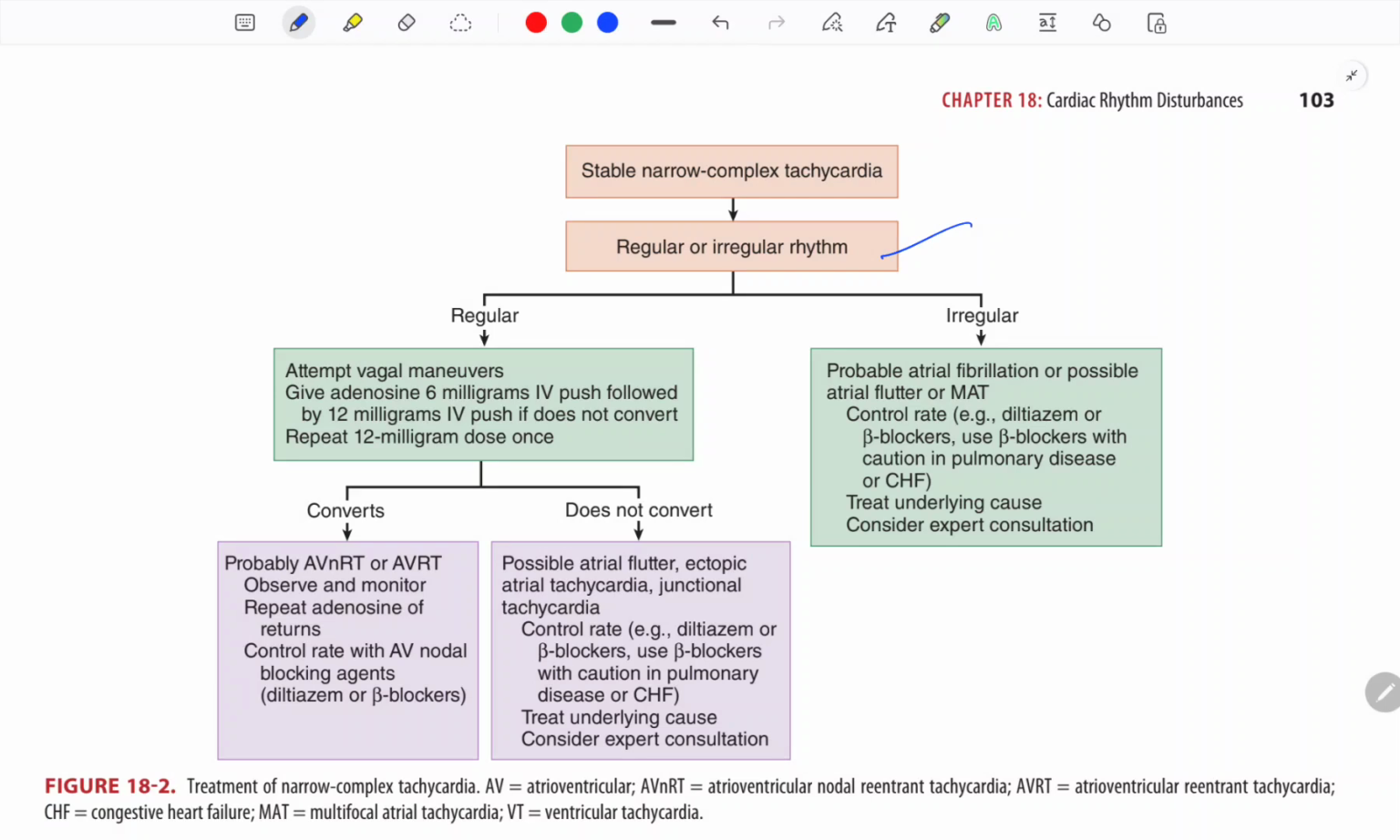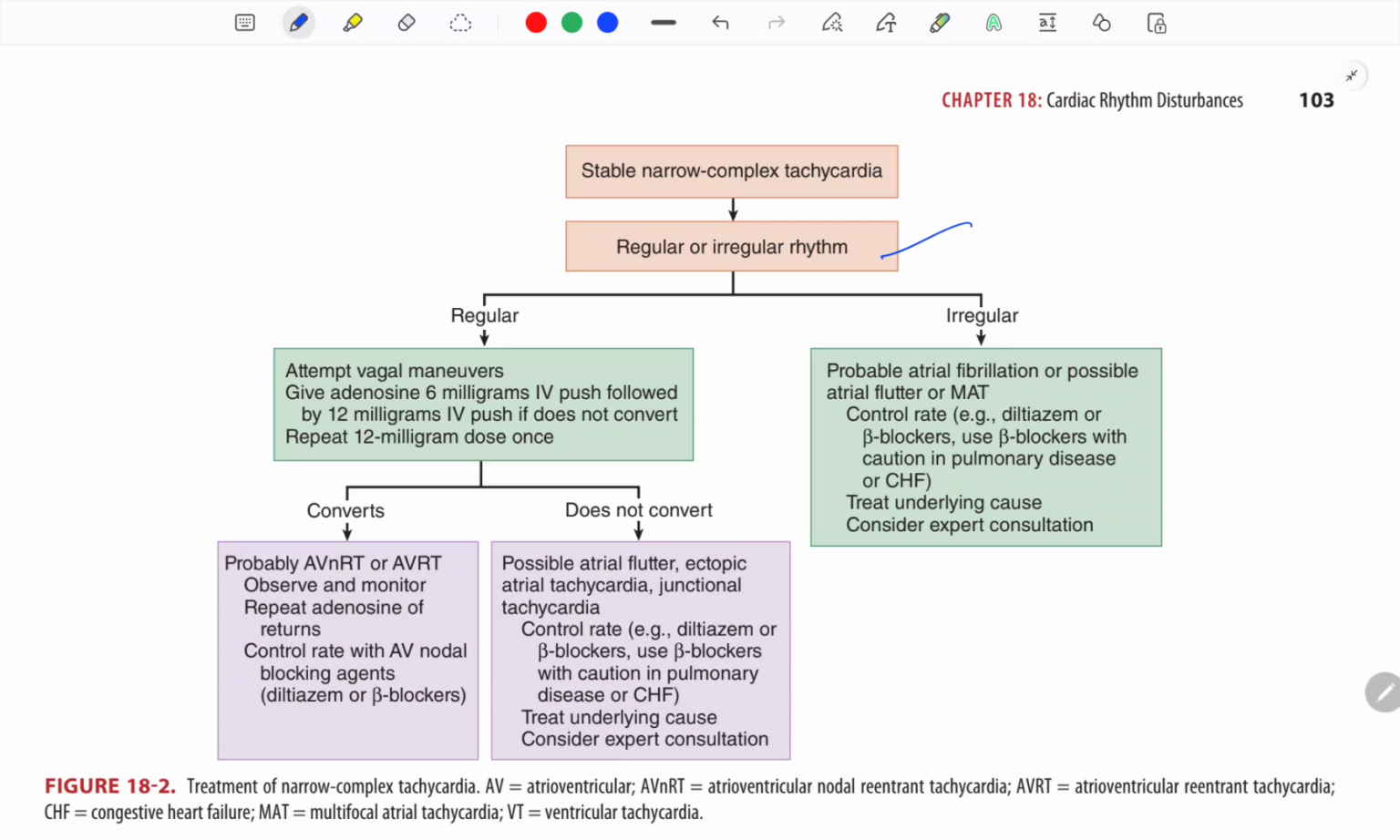In WPW, AVRT occurs because we know in WPW there is an accessory pathway, right? So we don't block the AV node because we want some normal conduction to happen. Otherwise, the accessory pathway will take over and the patient will have fatal tachyarrhythmias.